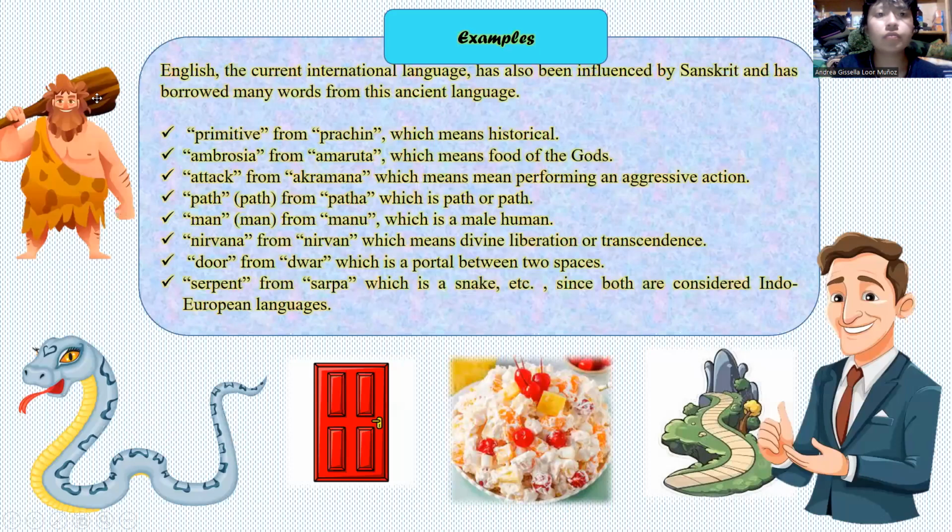For example, here we have many examples. Primitive, from Prachin, which means historical. Ambrosia, from Amrita, which means food of the gods. Attack, from Akramana, which means performing an aggressive action. Pat, from Patha.